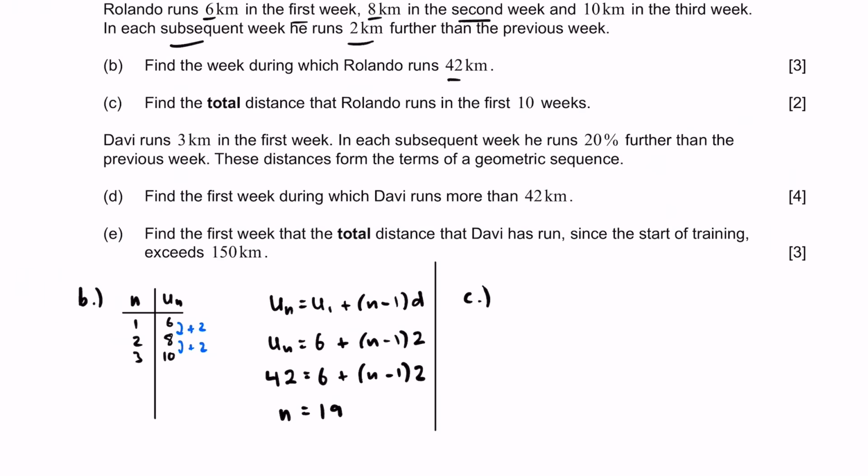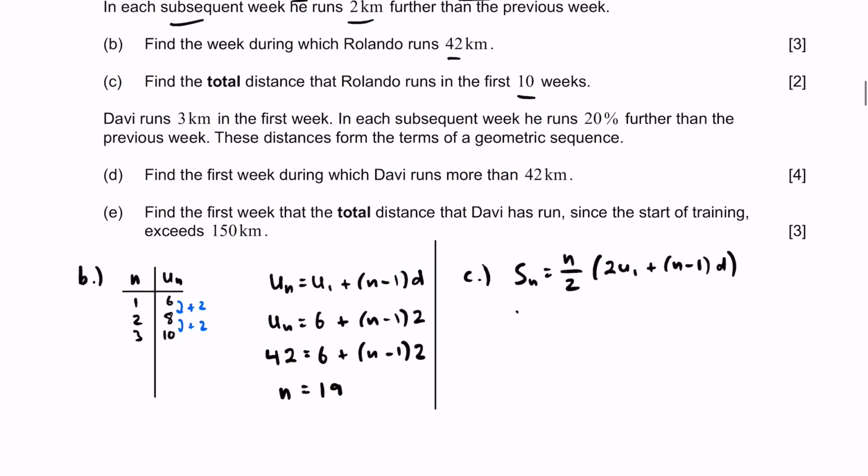All right. So Sn equals n over 2, 2u1 plus n minus 1 times d. All right. In this case, we want to find the total distance that Rolando runs in the first 10 weeks. So we want to find S10, the sum of the first 10 terms. And let's write n for 10. Wherever we see an n, we'll replace it with 10.